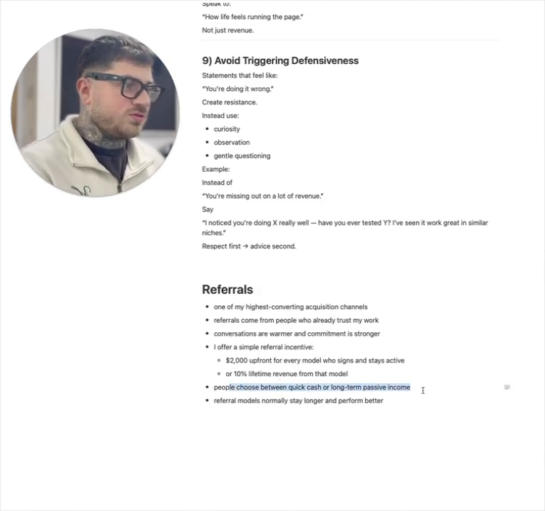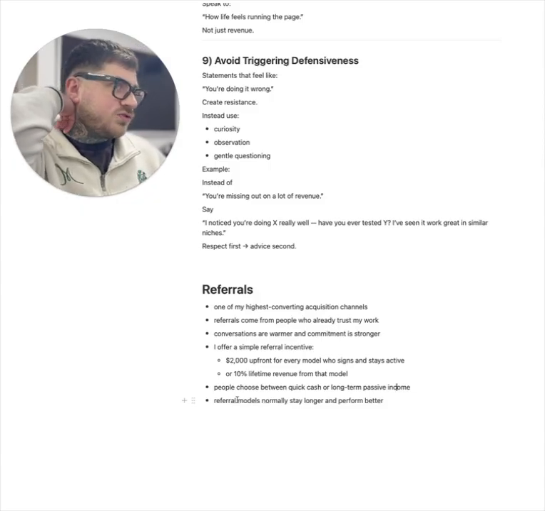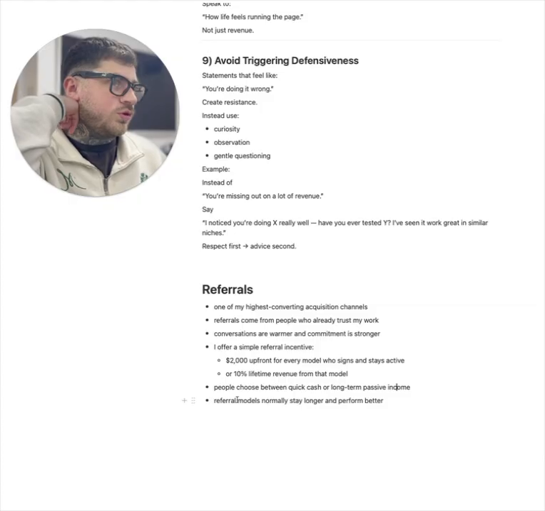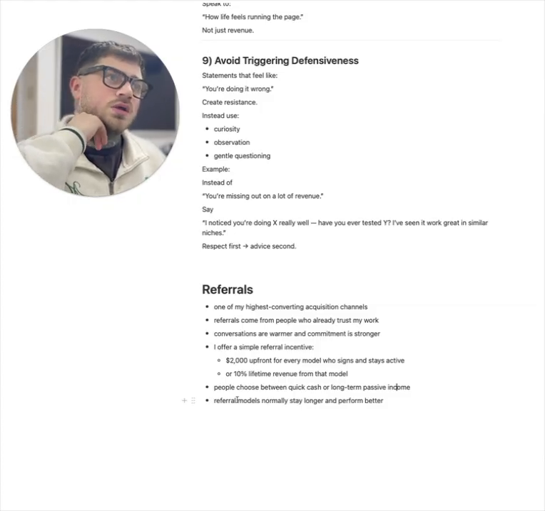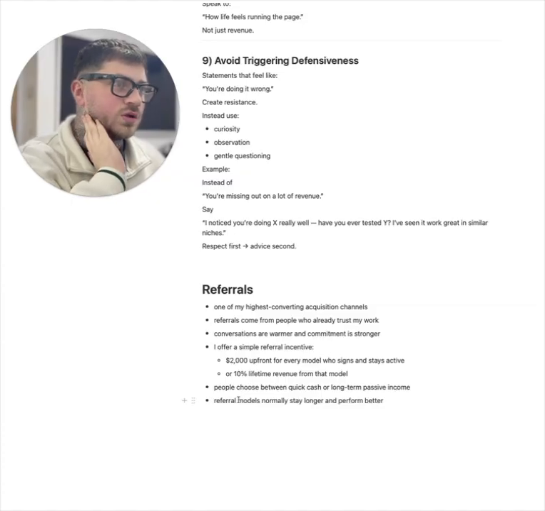People choose between quick cash and passive income. Referral models normally stay longer and perform better. The reason behind this is normally because they have a friend within your agency who's doing well also, and they've come from a trusted source, and they want to prove that this was worth it.